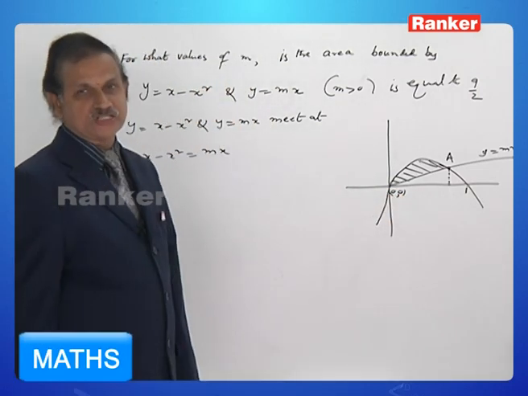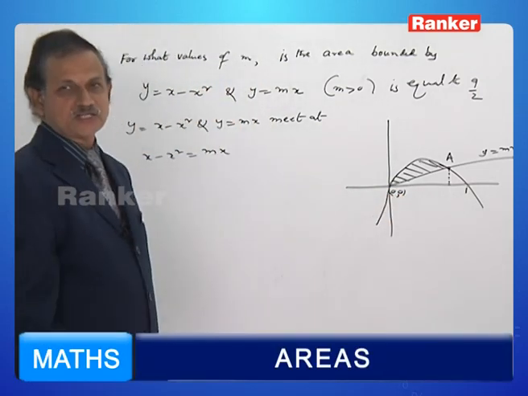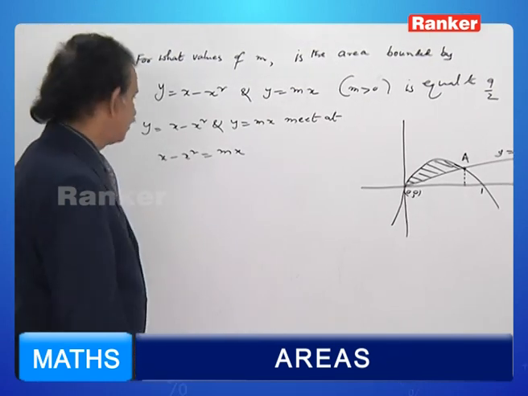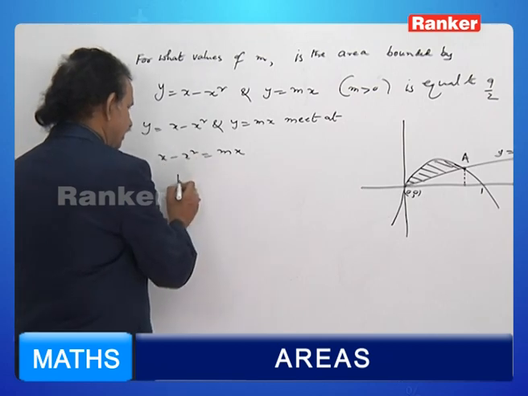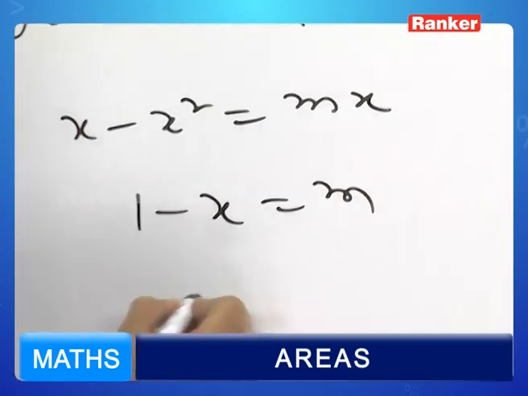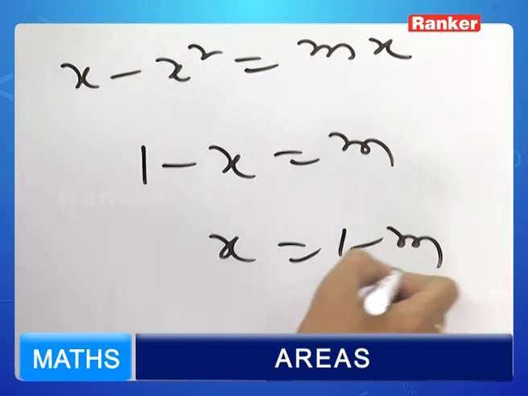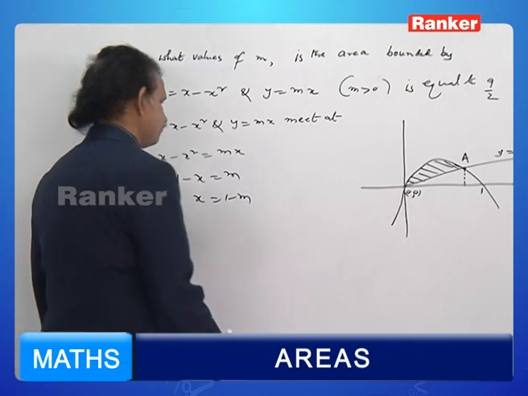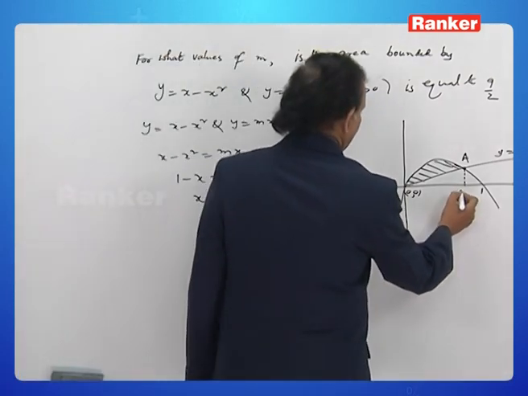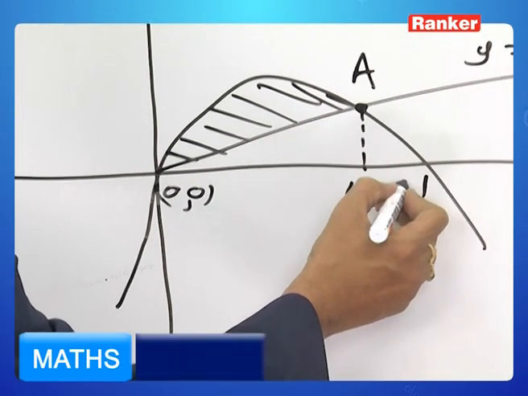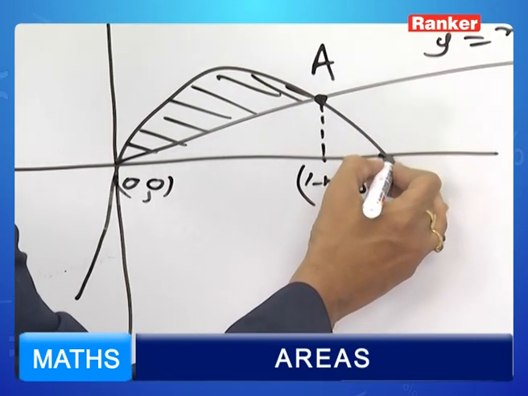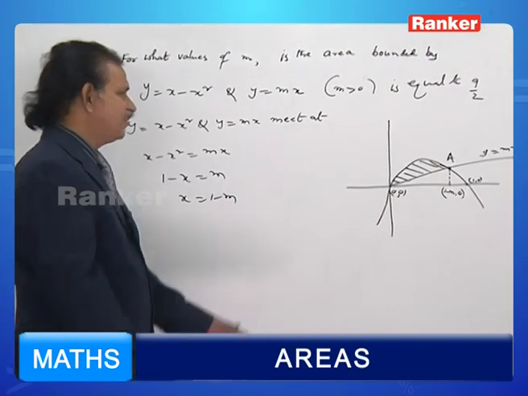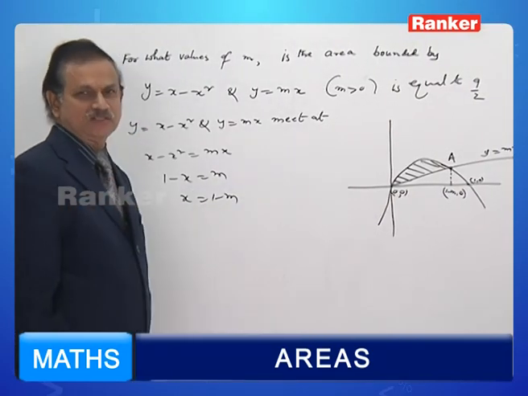And we are interested to know the other point of intersection. To find that, let us take it for granted that x is not equal to 0, so that you can cancel x here. 1 minus x is equal to m, or x is equal to 1 minus m. Therefore, what is this point? 1 minus m comma 0, isn't it? Okay, the things are very clear, crystal clear before us.